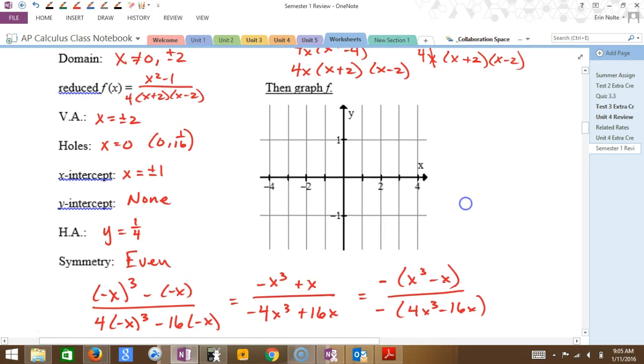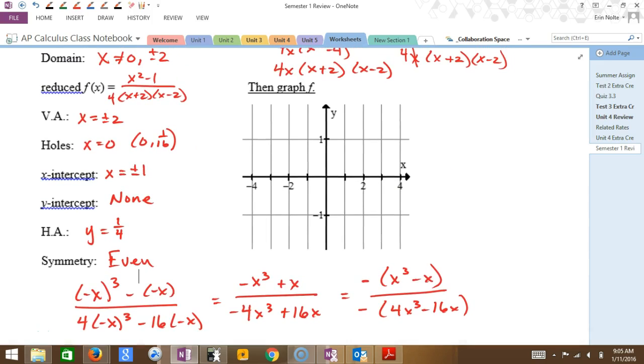All right, so let's draw this sucker. We have asymptotes we can draw, so we've got -2 and +2. We have a horizontal asymptote at 1/4, so right about there. My hole is going to be helpful, I think. My hole is at (0, 1/16), which is just slightly above the x-axis, so it's right there. And then I have my two x-intercepts, which are at 1 and -1.